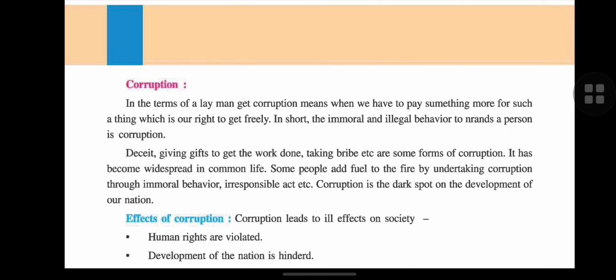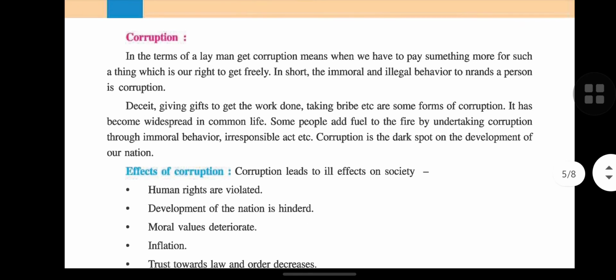Giving gifts for the work done, taking bribes, etc. are some forms of corruption. Taking money for doing some work, or, without taking money, taking or asking for a gift, is corruption. It has become widespread in common life. Some people add fuel to the fire by undertaking corruption through immoral behavior, irresponsible acts, etc. Corruption is a dark spot on the development of our nation.